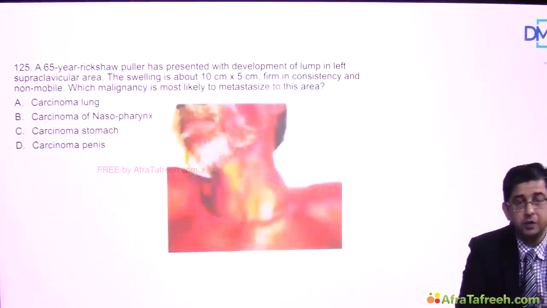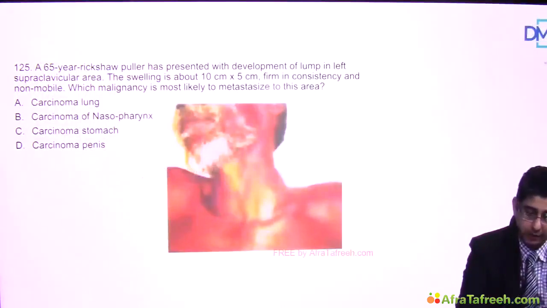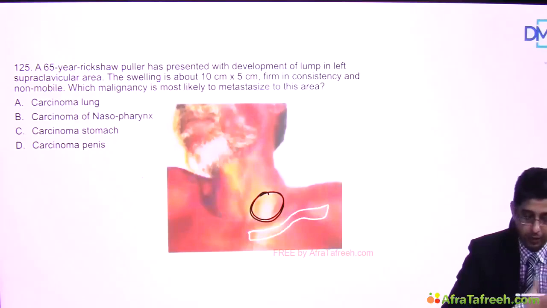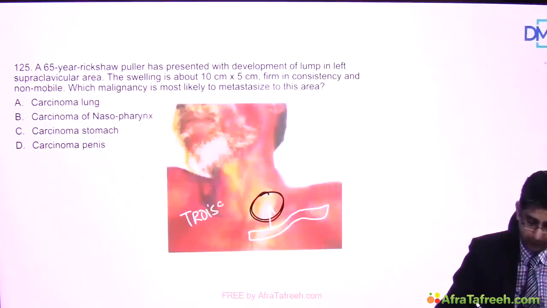A 65-year-old rickshaw puller has presented with development of a lump in the left supraclavicular area, so fairly a big lump here. This is the left clavicle of the patient. And there's a lump in the left supraclavicular area, so I am going to call it Virchow's node, or I'm going to call it Troisier sign.